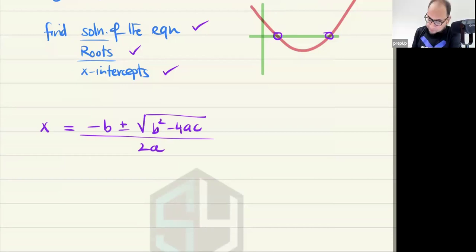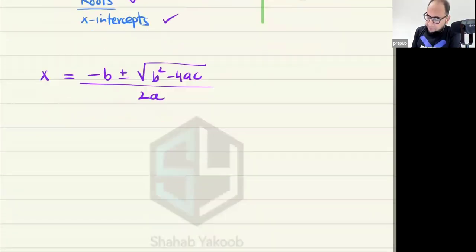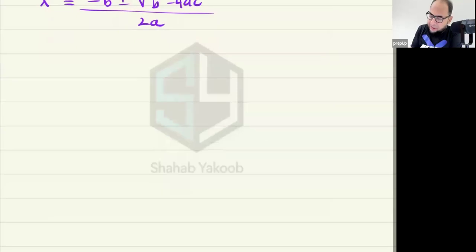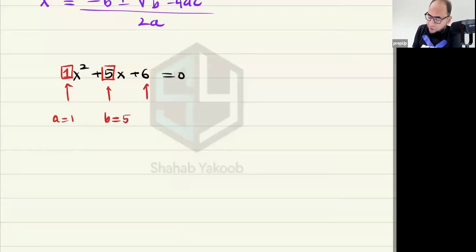Now, for example, let me write down an equation, x squared plus 5x plus 6 equals to 0. The value of a is 1, that is the coefficient of x squared. The value of b is 5. So a is 1, b is 5. The value of the constant term is 6.